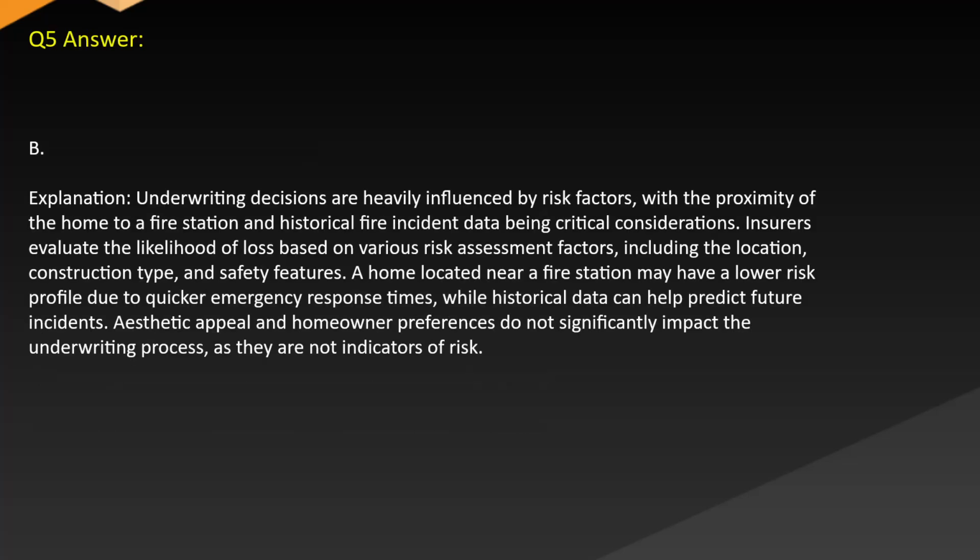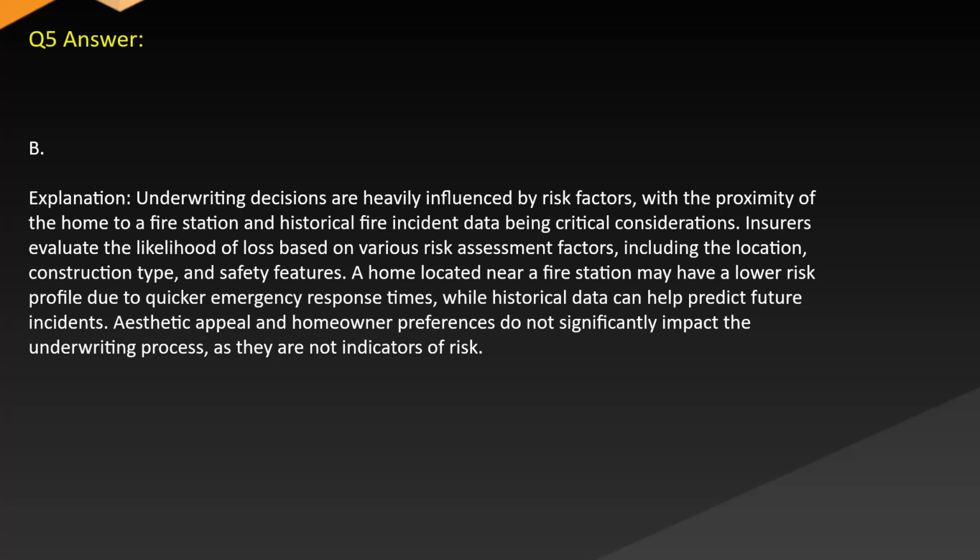Answer. B. Explanation. Underwriting decisions are heavily influenced by risk factors, with the proximity of the home to a fire station and historical fire incident data being critical considerations. Insurers evaluate the likelihood of loss based on various risk assessment factors, including the location, construction type, and safety features. A home located near a fire station may have a lower risk profile due to quicker emergency response times, while historical data can help predict future incidents.